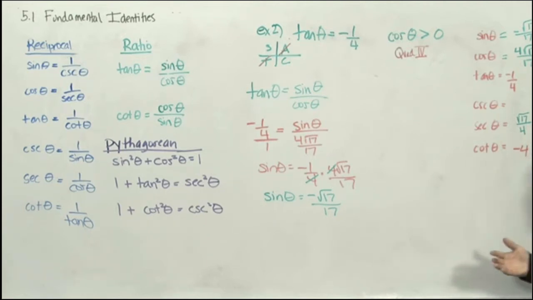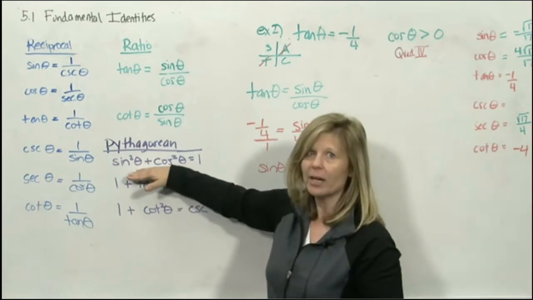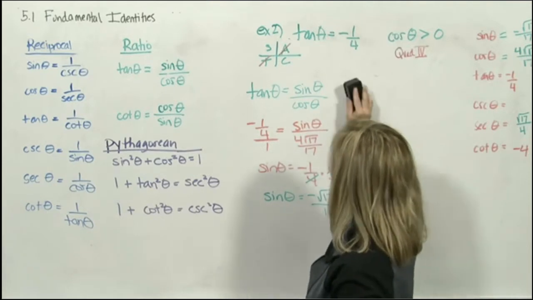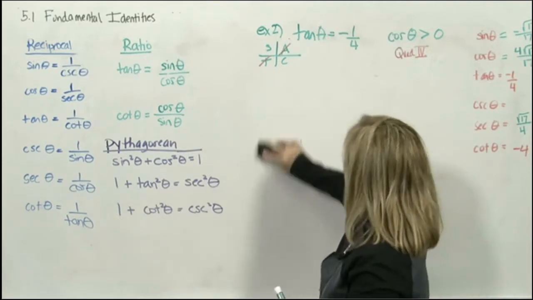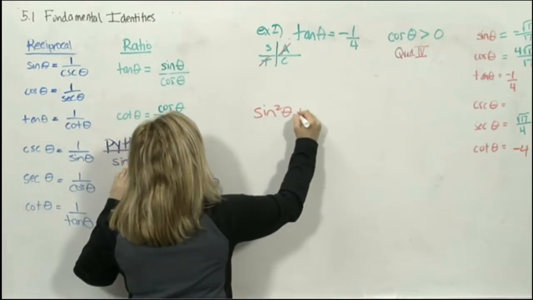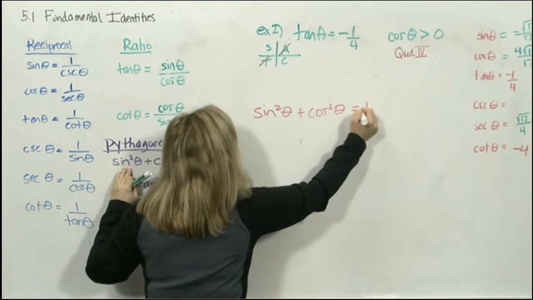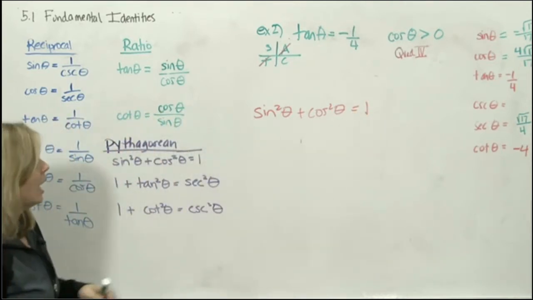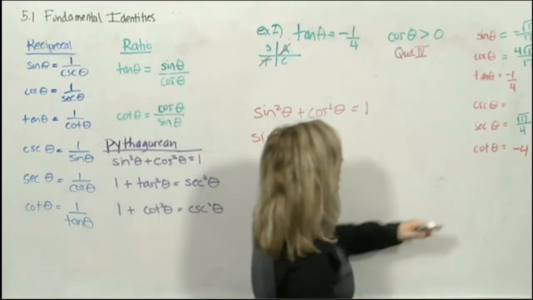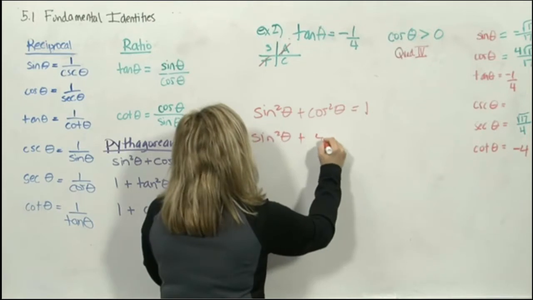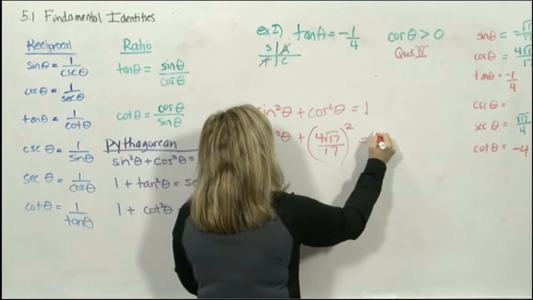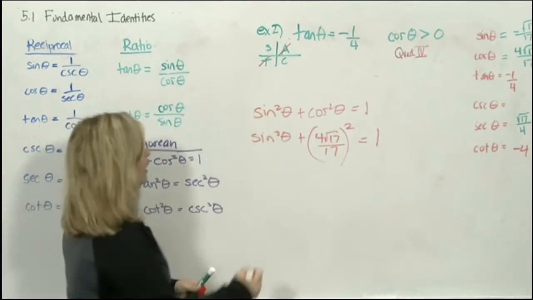Now, you didn't have to do it that way. Another way to find sine would have been to use the Pythagorean identity, because you knew cosine, so let's do it that way to show you we should get the same result. Okay? If I would have used the Pythagorean, sine squared theta plus cosine squared theta equals 1. I don't know sine. But I knew cosine, again, was this lovely fraction, 4 square roots of 17 over 17, and I'm going to square it, equals 1. All right?